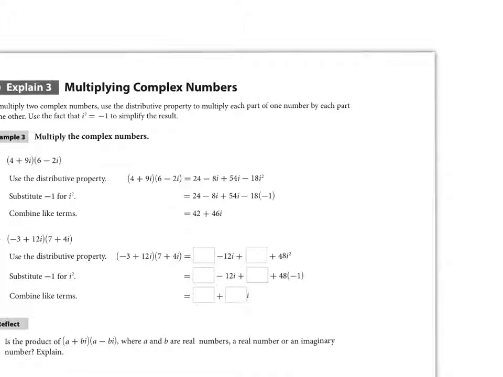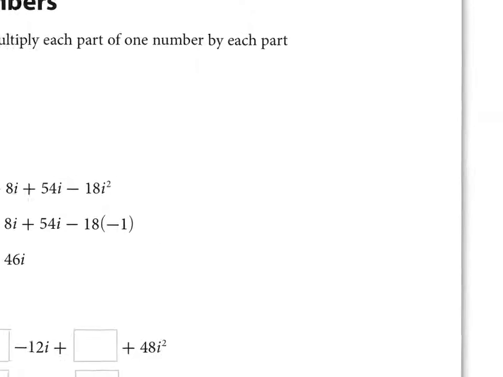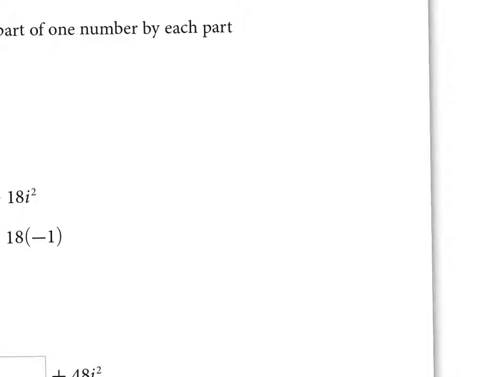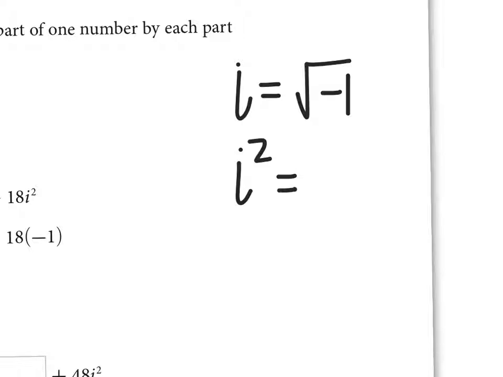So now we're going to talk about how to multiply complex numbers. The multiplication of complex numbers gets a little bit interesting because of one thing. We need to review something that we learned when we talked about imaginary numbers the very first day. First of all, we know that i is equal to the square root of negative 1, and i squared is equal to negative 1.